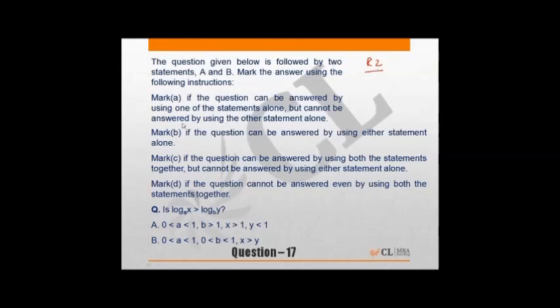Let's look at the instructions. Mark A if the question can be answered by using one but not the other. Mark B if it can be answered by using either statement, which means if A can answer or B can answer but not both, then we'll mark A. If A can answer independently, B can answer independently, then we'll mark the answer as B. Mark C if the question can be answered using both statements together but cannot be answered using either of them. That means A and B combined give me sufficient data to solve the question. D if there is not sufficient data to solve the question.